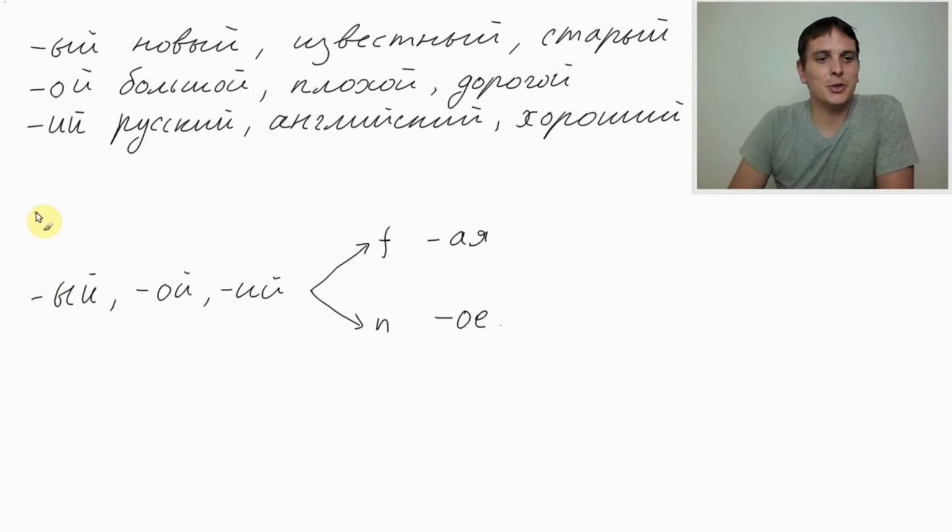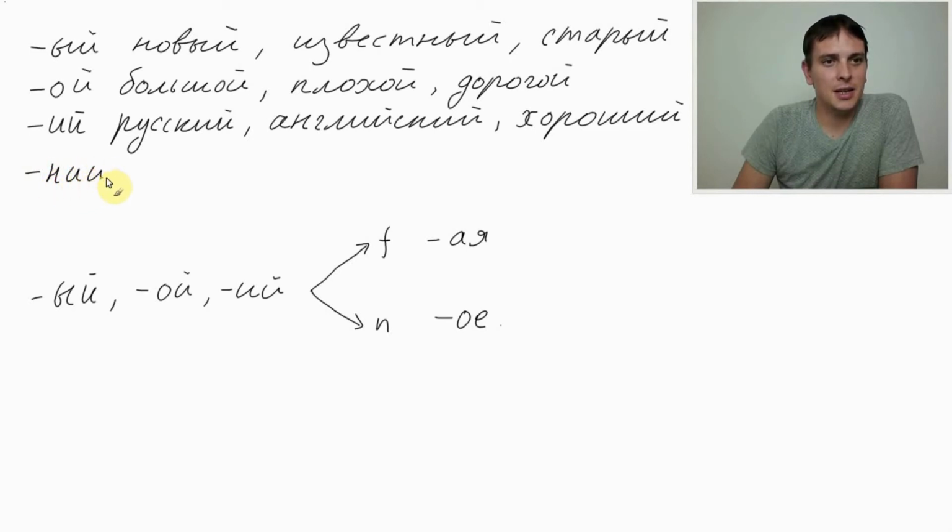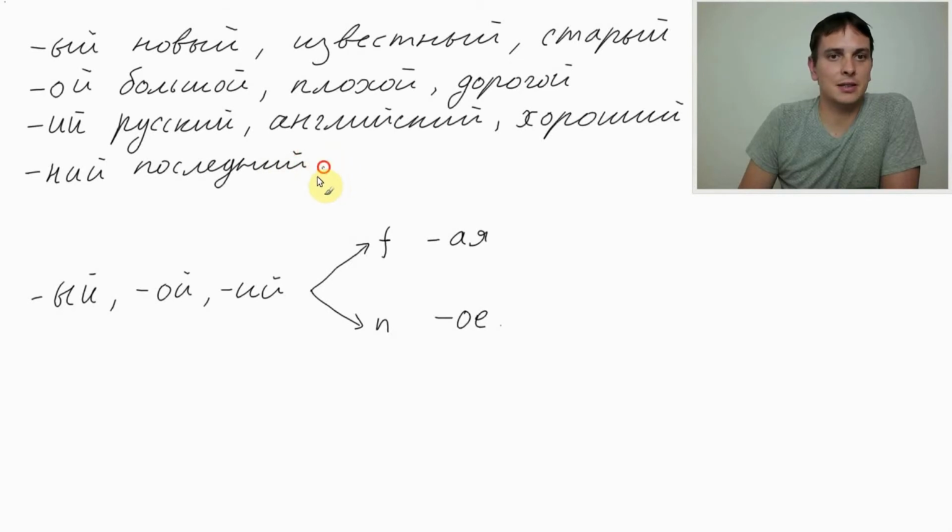But as I told you, those are not all of the endings of adjectives. There is also one special ending. Actually, it is a combination of one of the endings we already learned, и. If you see the ending ний, basically н and и, so it's a subcategory of the last ending и, the ending ний. The examples for these words would be последний, the last. Последний is last, the adjective last.